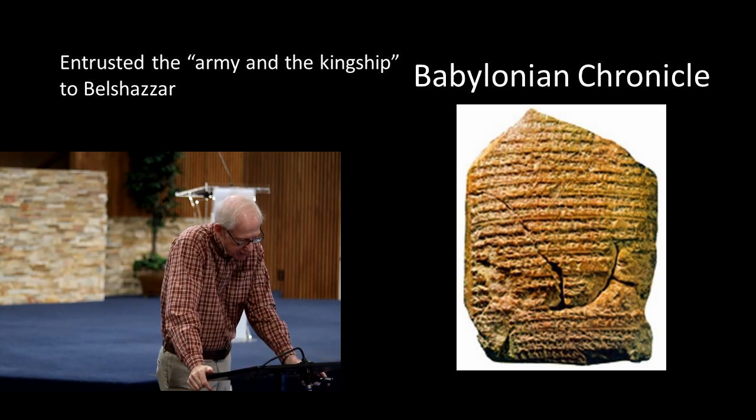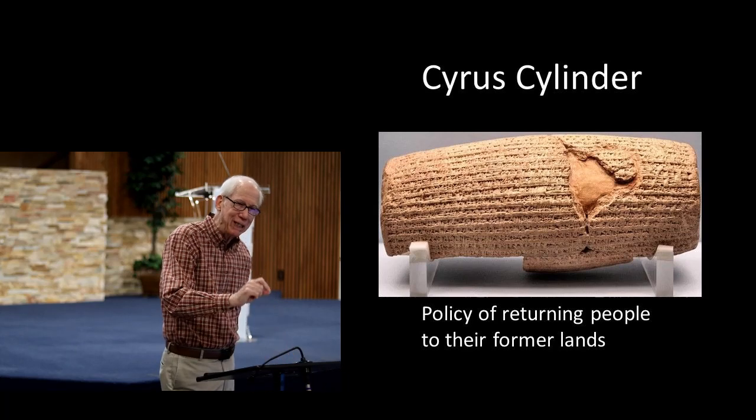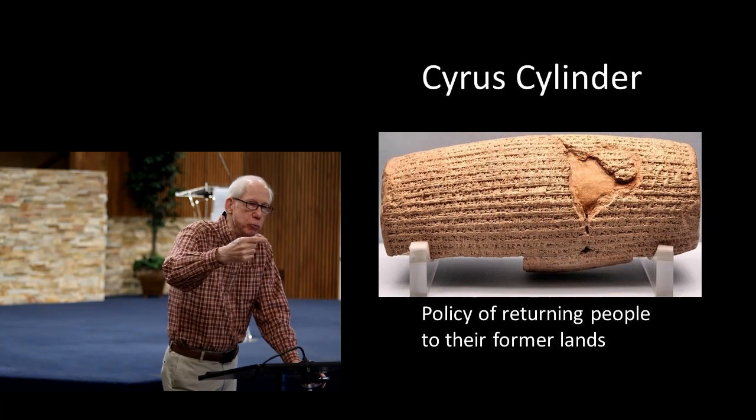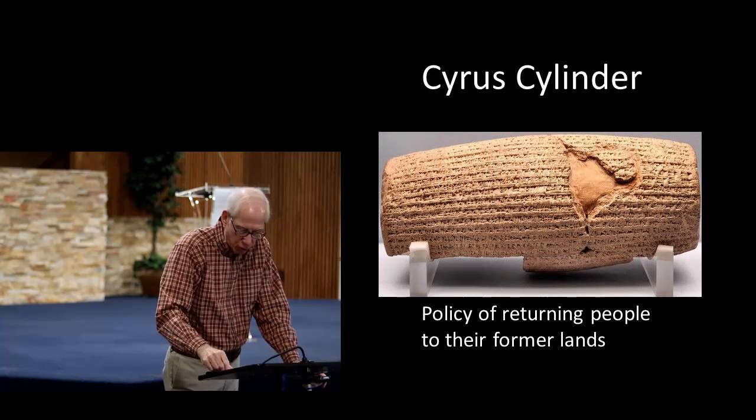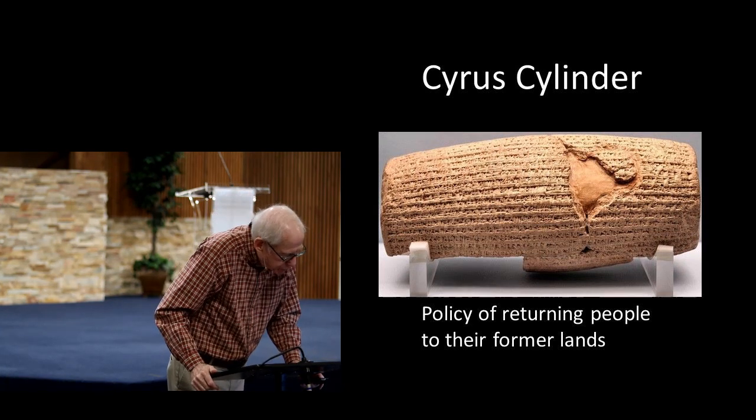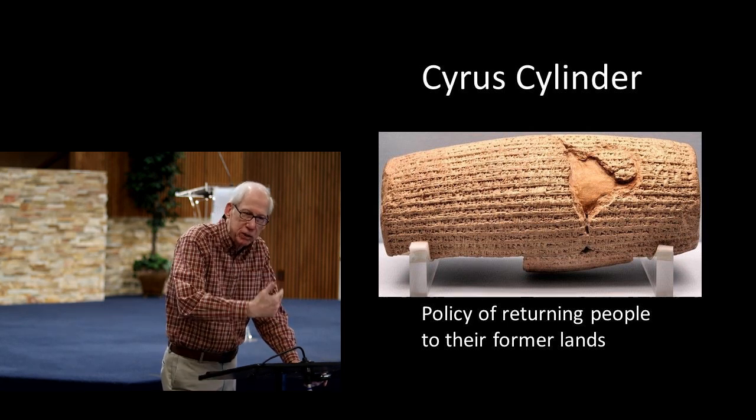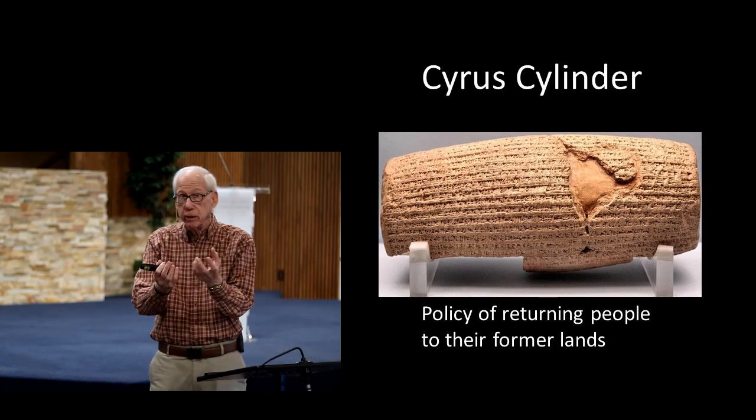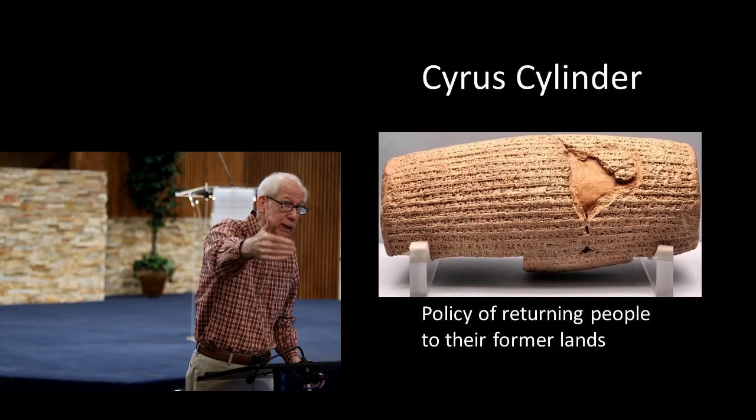In 1879, Hormuzd Rassam, who's an Iranian archaeologist working under the British Museum, discovered in Nineveh a clay cylinder that was inscribed at the direction of Cyrus. So this is the Cyrus cylinder. It's about 10 inches long, 5 inches wide, and it's written in the Akkadian language. And Cyrus, in this, doesn't specifically mention Judah, but he reports how he returned cult images, idols. He returned those things to their former sanctuaries.